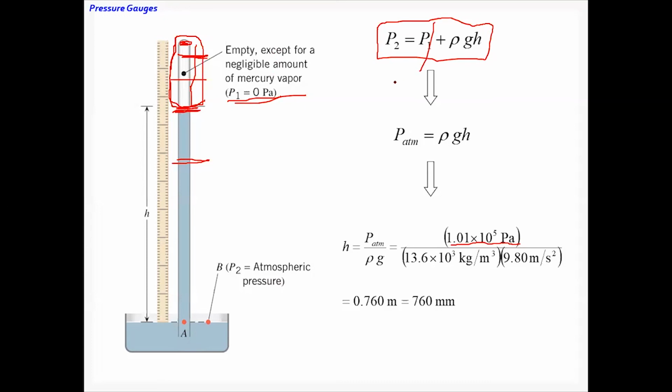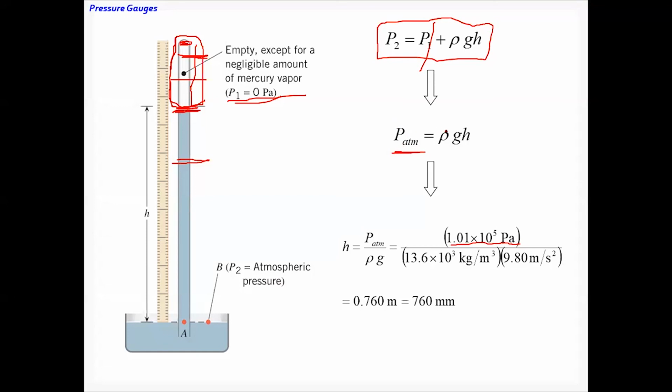Then what are you left with? You are left with P2 equals rho GH. By the way, that P2 is called atmospheric pressure. Now, in real life, this is what we do.